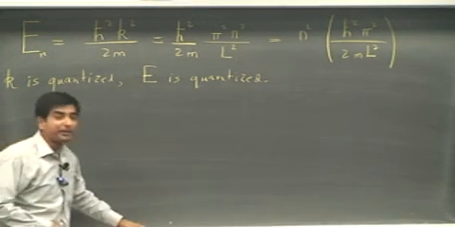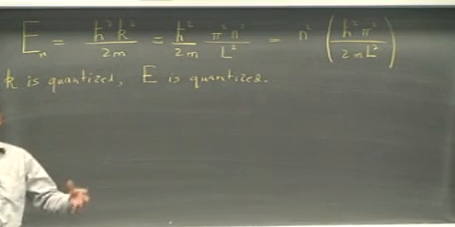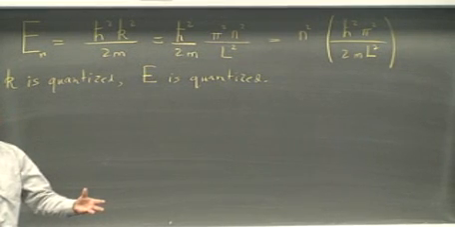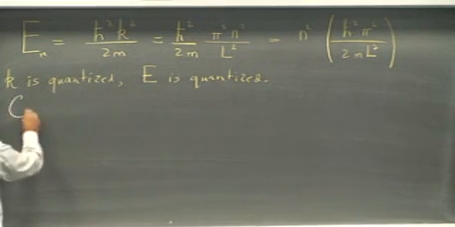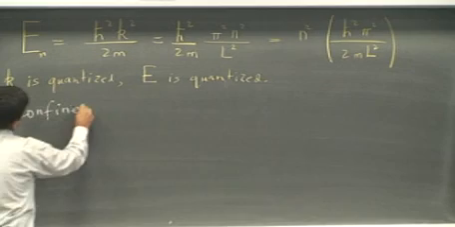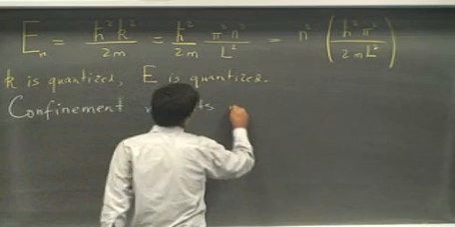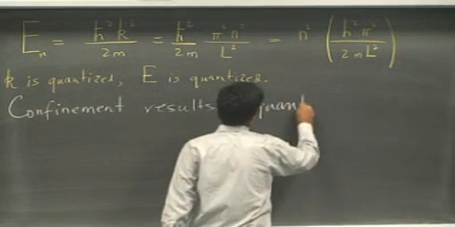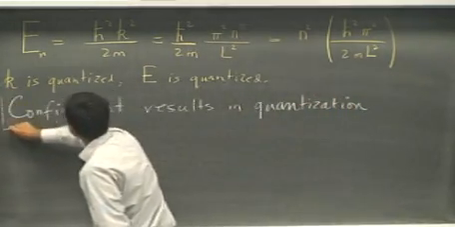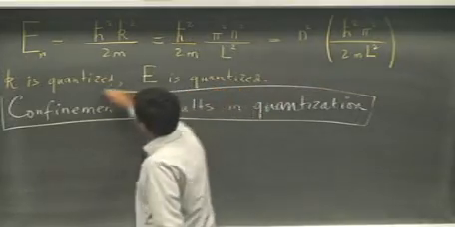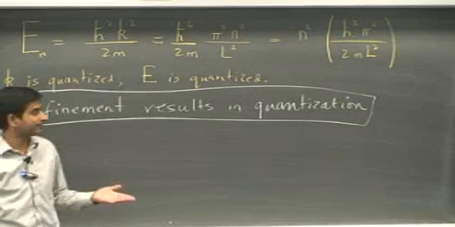So this is a general property of quantum systems, that whenever we confine something, whenever we confine a particle, it leads to quantization. That is, confinement leads to quantization. Confinement results in quantization. And that is why nanotechnology is so important, because you are making things smaller and smaller. You are confining the space over which electrons or other particles can exist. You get these quantum effects in the nano world.